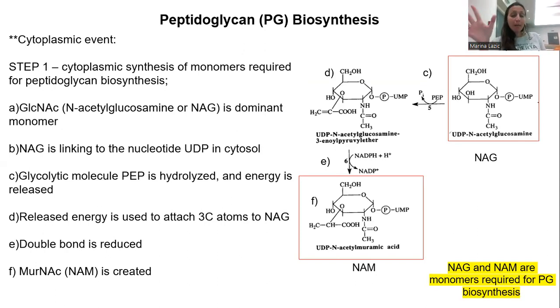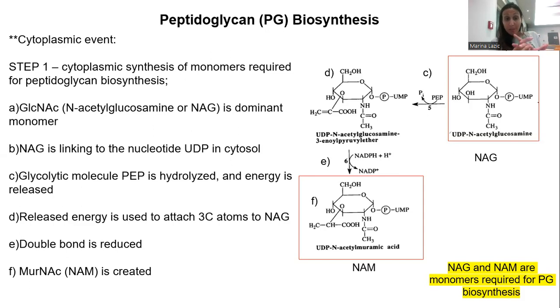So peptidoglycan biosynthesis is broadly divided in two events that are happening in cytoplasm and in periplasm. And here order actually matters. Now, what's happening in cytoplasm? In cytoplasm, first you will see the synthesis of monomers that are required to build peptidoglycan.